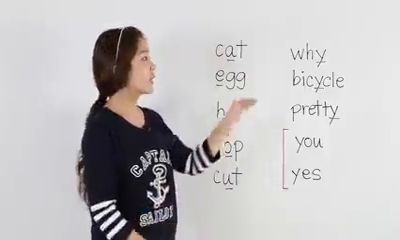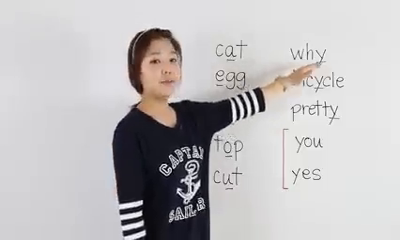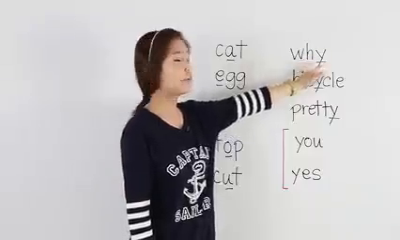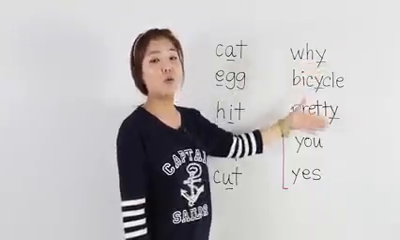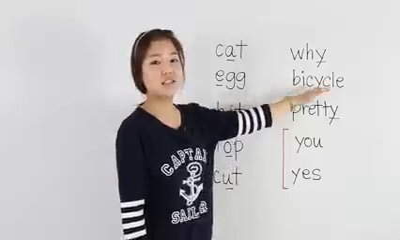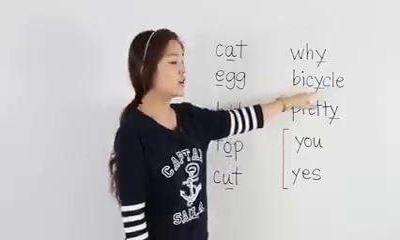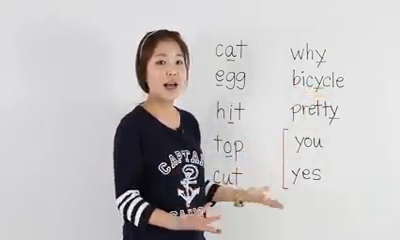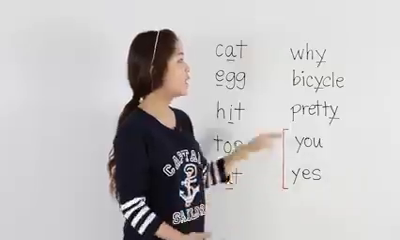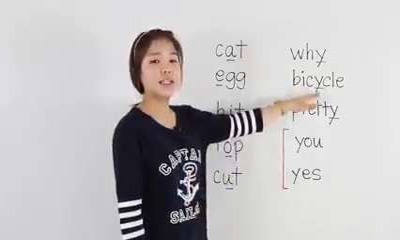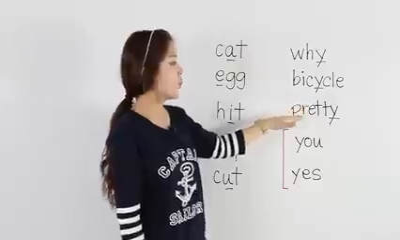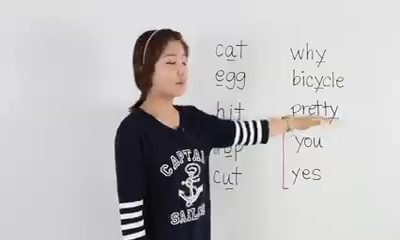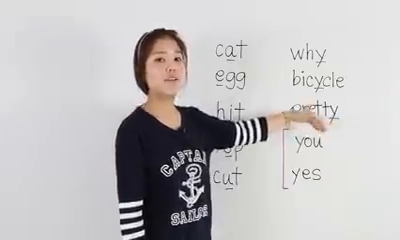So let's look. In the word Y, the letter Y sounds like I, Y. So it is a vowel. Bicycle, the letter Y sounds like I, bicycle. I is the letter I, right? It sounds like the letter I. So in this case, Y is also a vowel. Pretty, pretty. Y sounds like E, okay? Pretty, so it's a vowel.